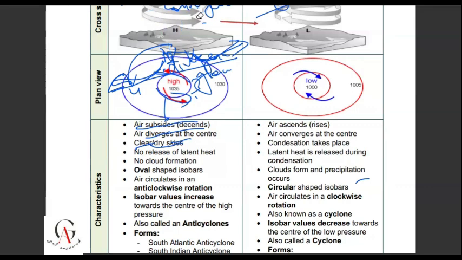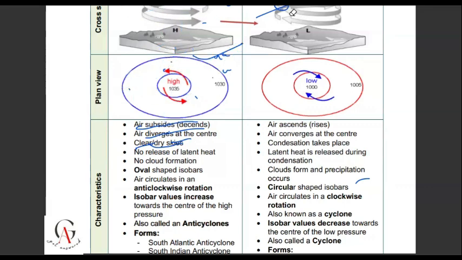If we check here, the center of the high will be the middle of our high pressure cell. We're having the center here, which means we have a higher value here. You can see we have 1035 hectopascals and 1030, which means our isobar values are going to decrease as we go out of the cell. The highest figure should be at the center of the high pressure cell and they will decrease going outwards.